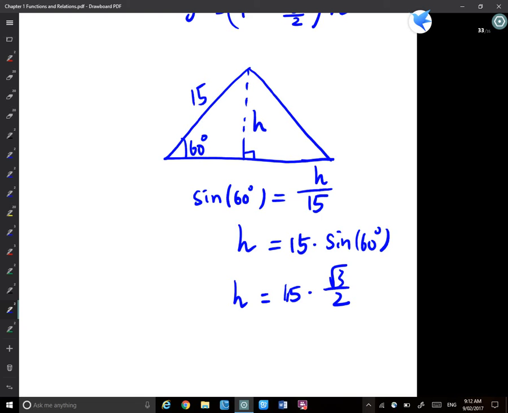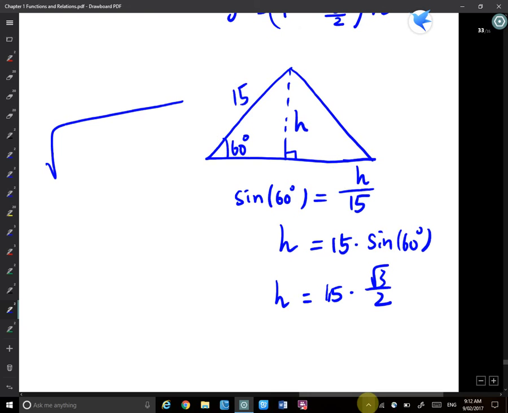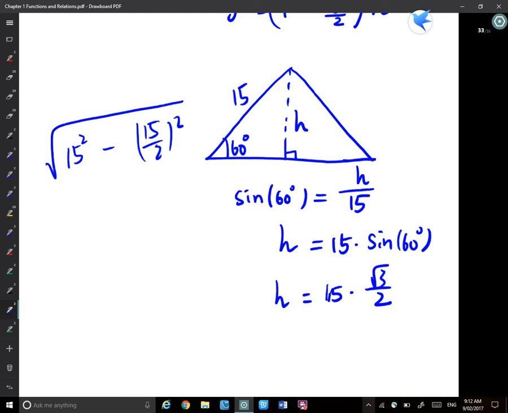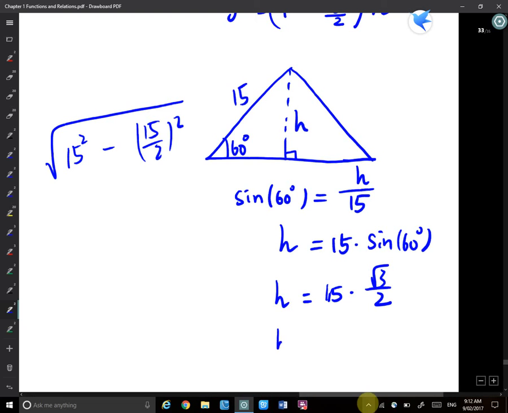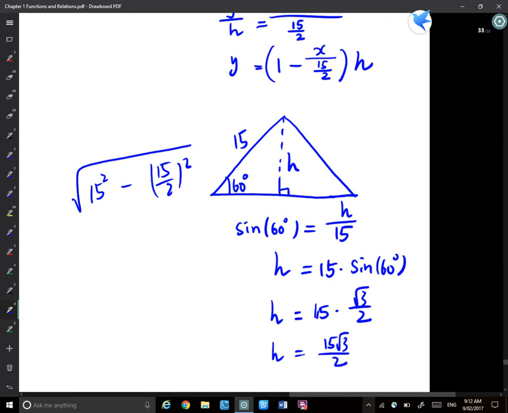Okay, it's easier than Pythag. Because with Pythag, what you need to do is 15 squared minus 15 on 2 squared and square root the whole thing. Without CAS, I don't think you can calculate that really quickly. But if you can use trigonometry, sine and cosine values, that can be really easy. The case is you need to remember your exact values. If you can remember your exact values, that can be a really quick method. So h equals 15 root 3 over 2. Okay, that's my h value.